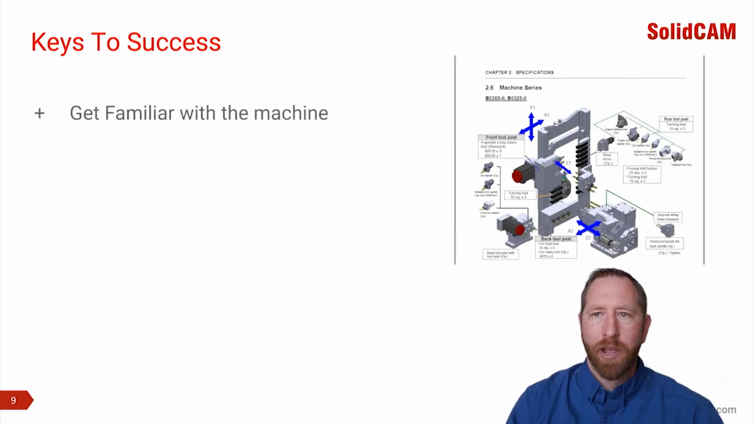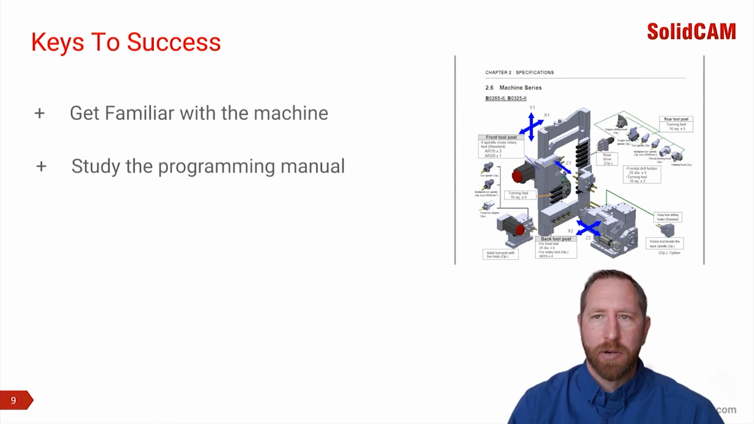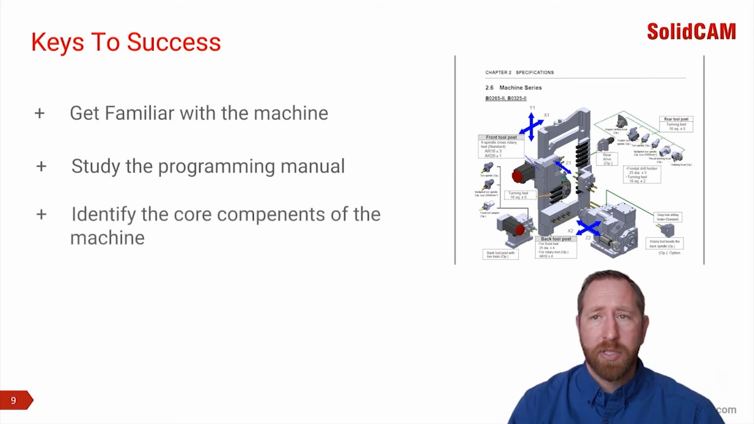Knowing the software goes hand in hand with having a post-processor that can precisely control your machine. Part of what goes into every post-processor build is getting to know the machine that the post is going to be built for. This means that there is a lot of studying of the programming manuals for that machine. The programming manual allows us to identify the core components of the machine, what axes the components move on, and the specific codes that drive the machine.